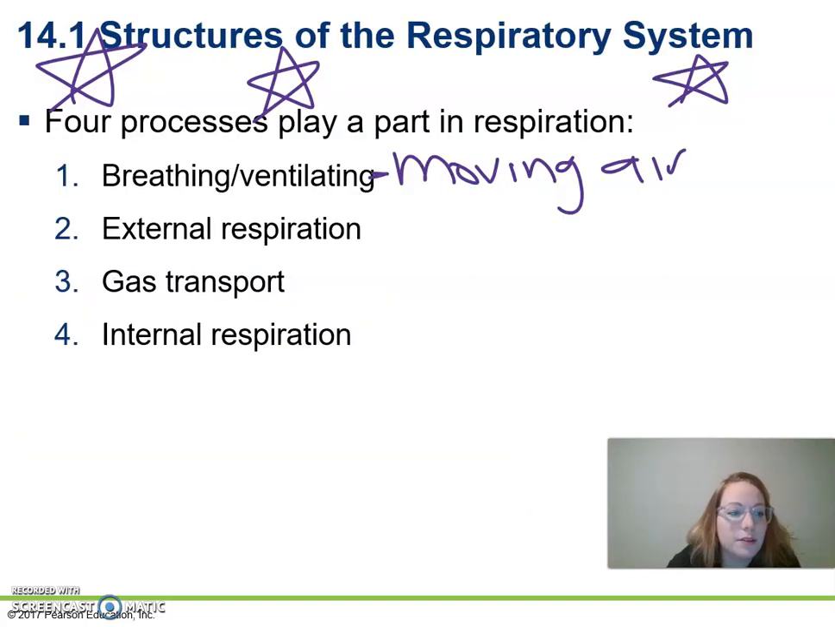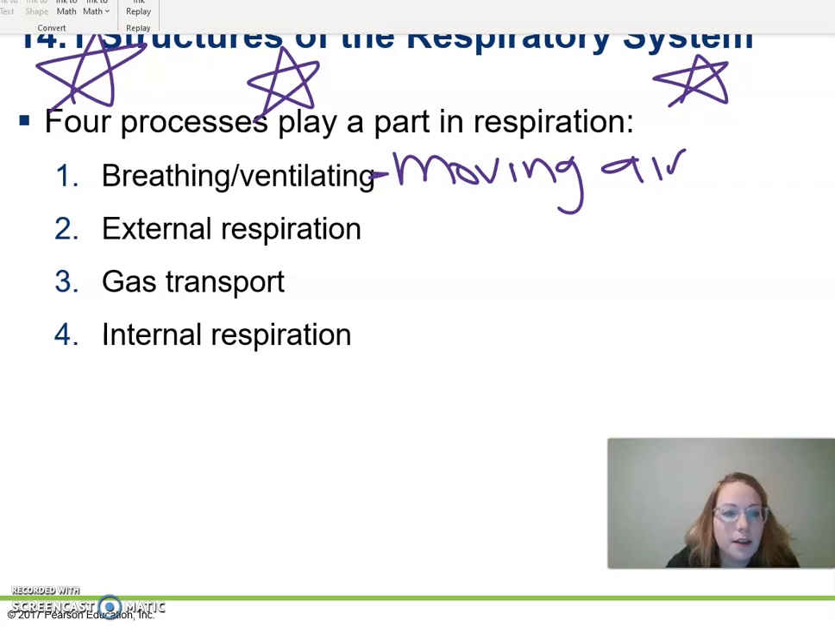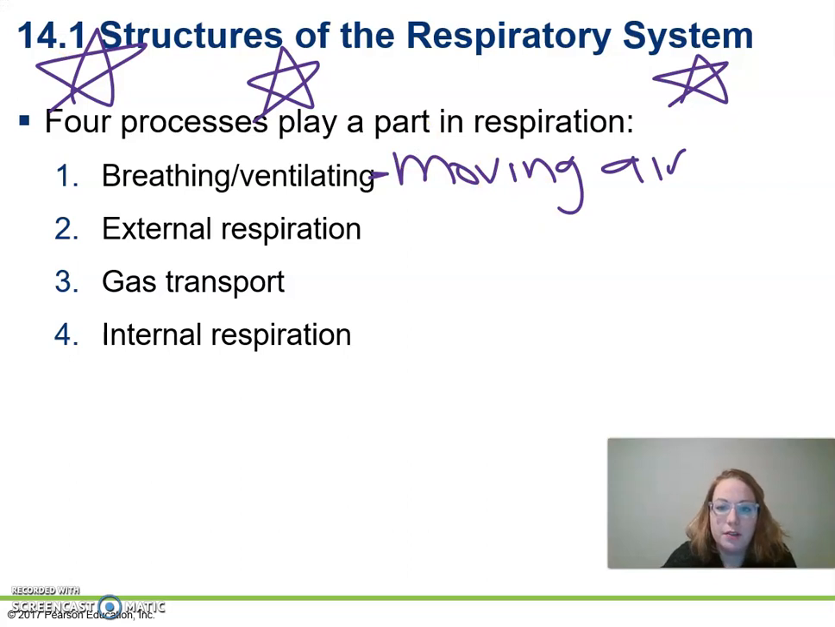Oops, so sorry. Change my pen color. Next, we have external respiration. So external respiration is the gas exchange between the capillaries of our pulmonary circuit of blood flow and the air in our lungs.